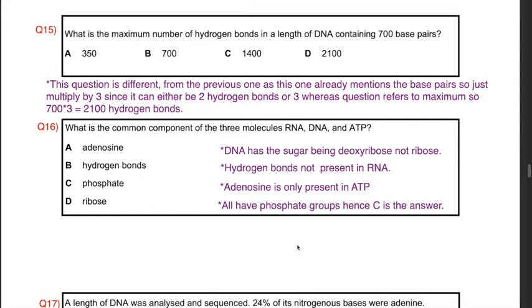If it is minimum, you multiply by 2 hydrogen bonds. And since the base pairs are already given, you don't have to do any division by 2 or anything. Just multiply it straight away by 3 and you would get 2100 hydrogen bonds. Therefore, the maximum number of hydrogen bonds in the length of DNA containing 700 base pairs is equal to 2100 hydrogen bonds. The answer being D.